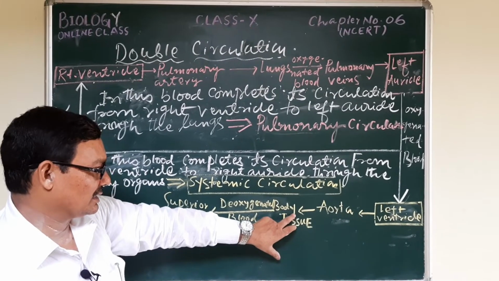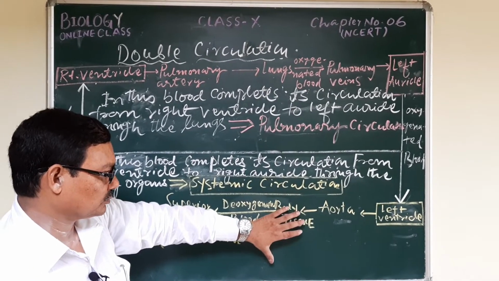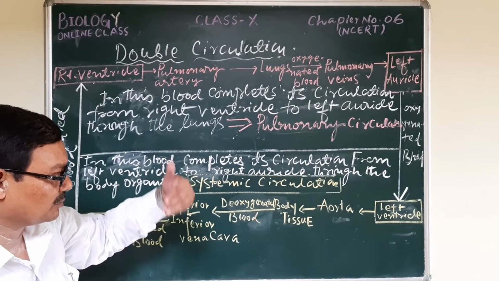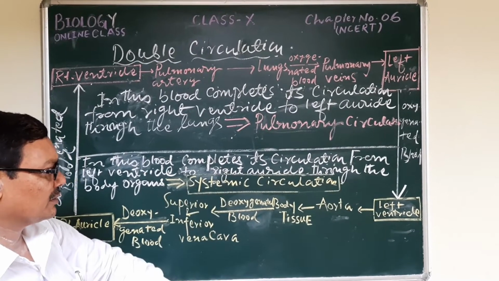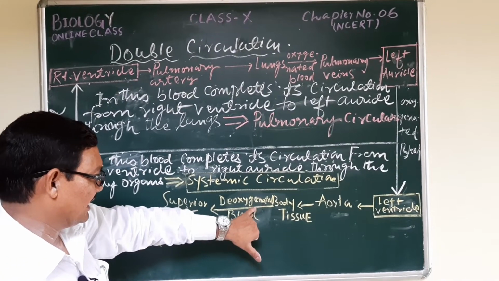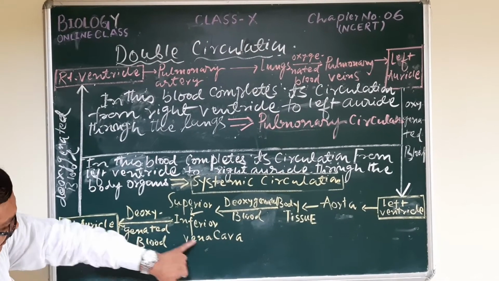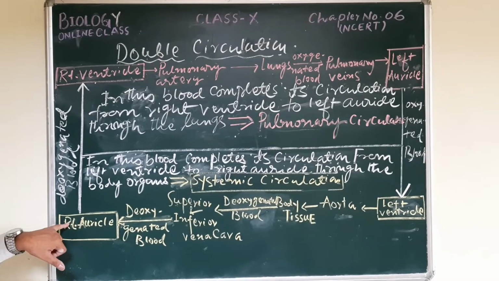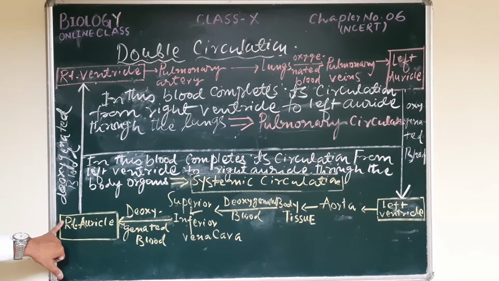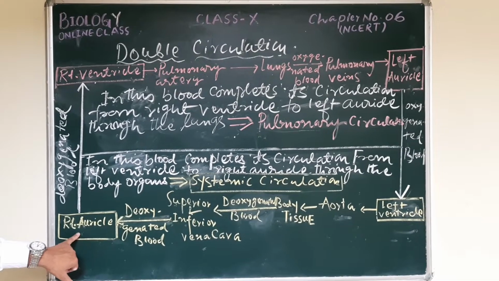From that part, after the oxygenated blood has been delivered, deoxygenated blood will be collected. That deoxygenated blood, with the help of the superior vena cava and the inferior vena cava, will come to the right side of the heart, that means the upper chamber, the right auricle.